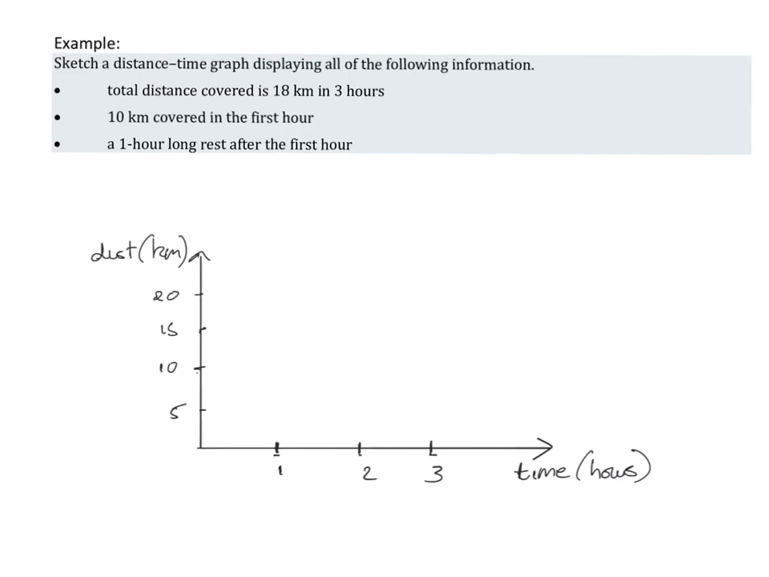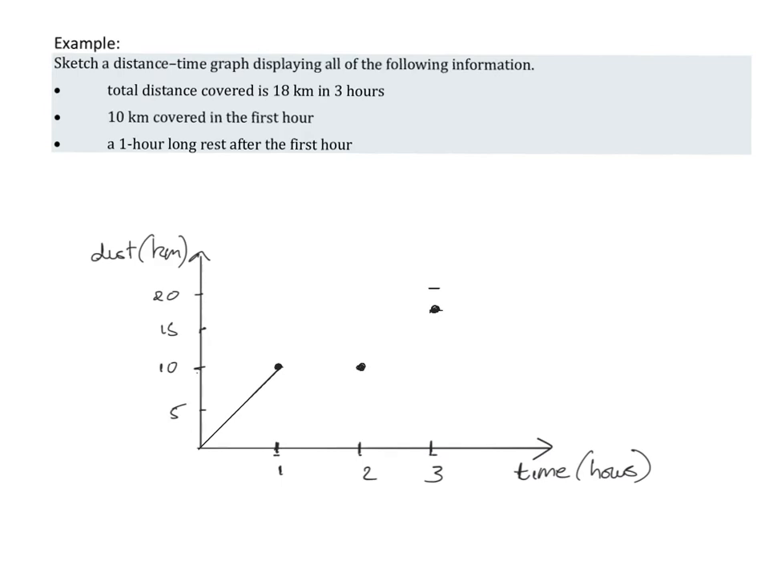So let's start. We're told that the total distance covered is 18 kilometres in 3 hours. So I know that I'm going to end up around about here, which is when time is 3 and our distance is 18 kilometres. All right, I've covered 10 kilometres in the first hour. So in the first hour, I am at that spot there. Then I'm told that I have a 1 hour long rest after the first hour. So that would be between the first hour and the second hour.